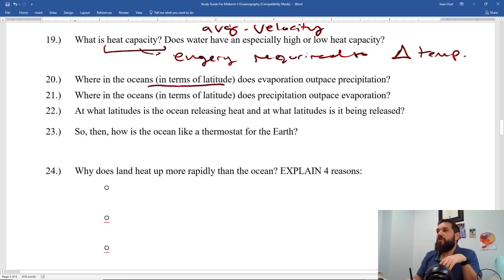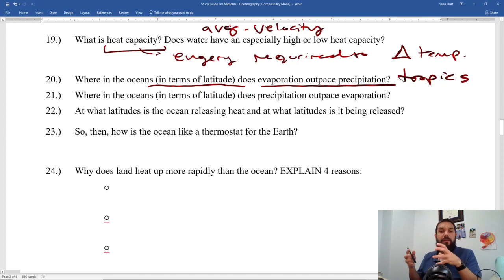So we're in the oceans, in terms of latitude. Does evaporation outpace precipitation? That's in the tropics. Okay, and that's important, because you have to think of the energy angle to all these things. If evaporation outpaces precipitation, we get more evaporation. We get that in the tropics, like I said. If we get more evaporation, that means that a lot of energy is being what? It's being absorbed from the environment.